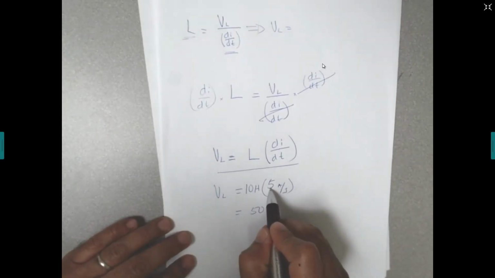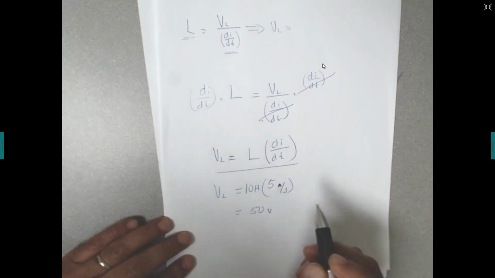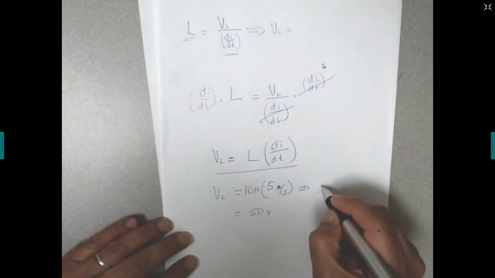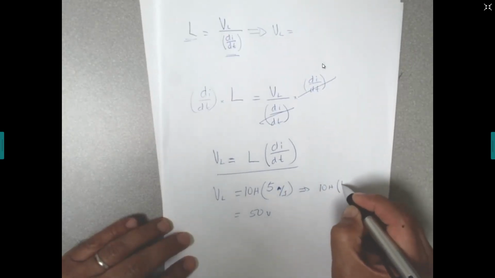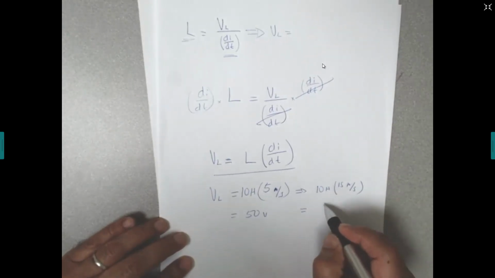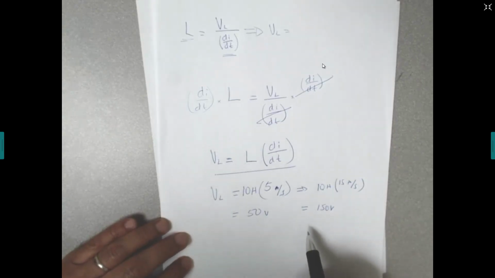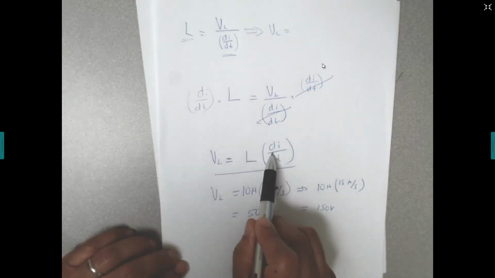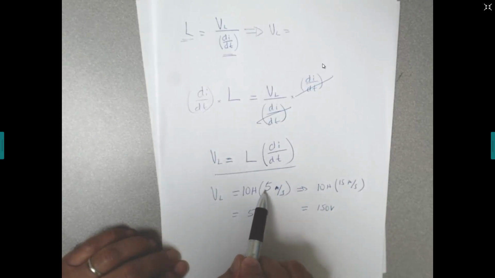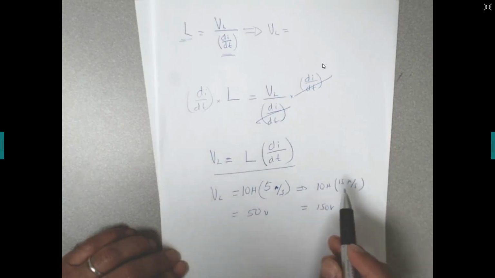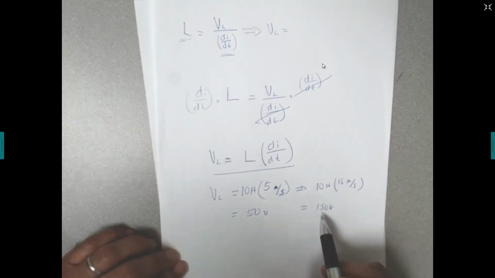Now, what happens if the change in current is not that? Let's say it goes up to 15. So 10 henries times 15 amps per second. Now see, the voltage went to 150 volts, right? 10 times 15. As you can see, the voltage is proportional to the rate of change of the current. So the higher the current changes per unit of time, in this case per second, the more voltage you get.